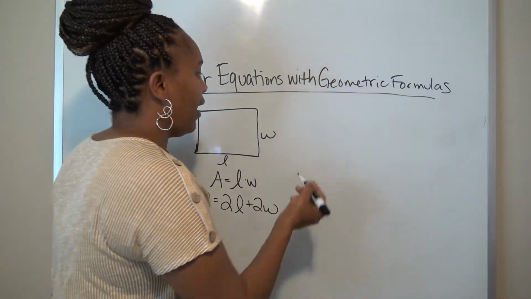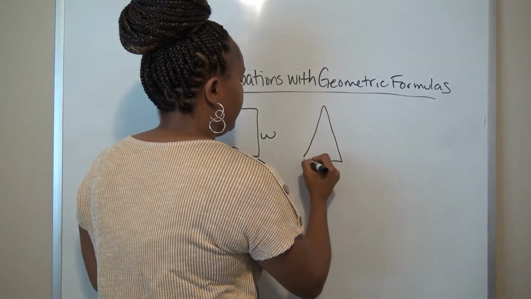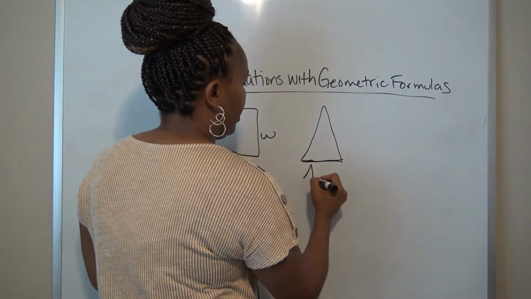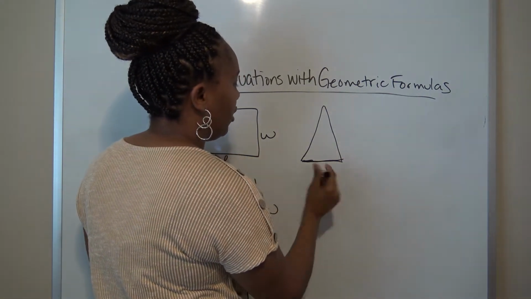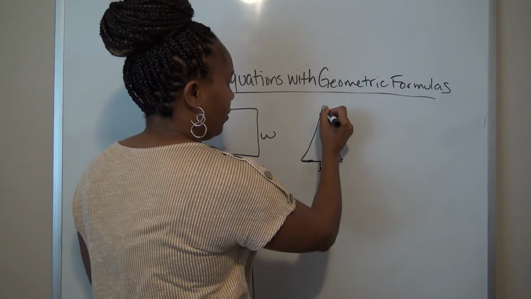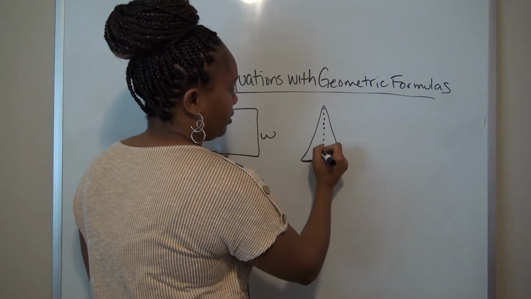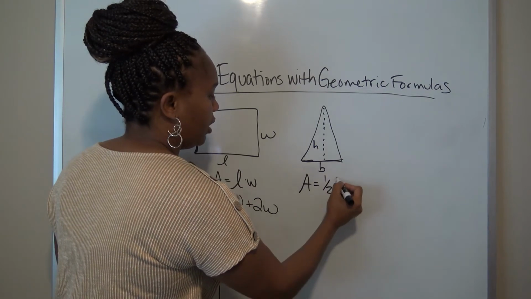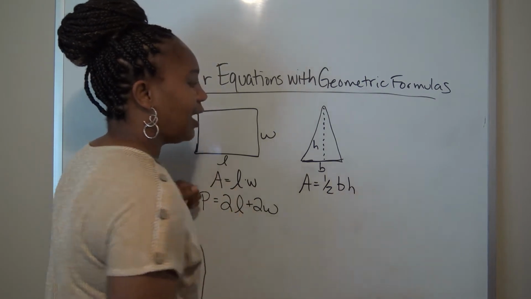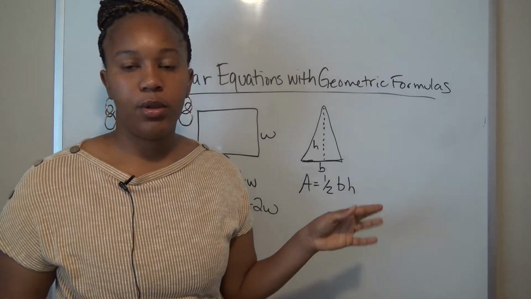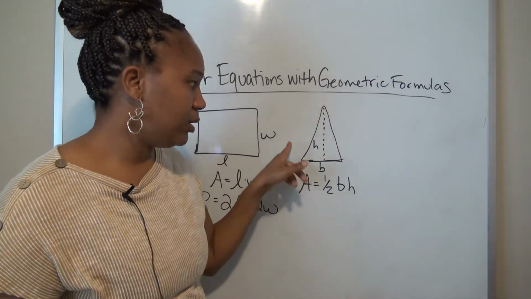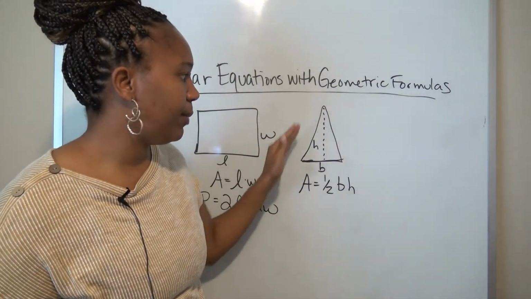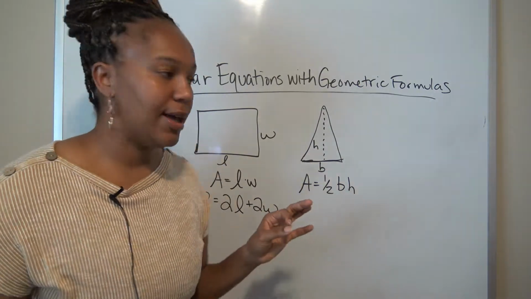Now you also have a triangle. When you have a triangle, you have a base, which is the measurement of the bottom, and a height, which is how tall the triangle is. The area of the triangle is 1/2 of the base times the height. That is your area formula for triangles. For perimeter, there's no set formula, but you would just add up all of the sides.